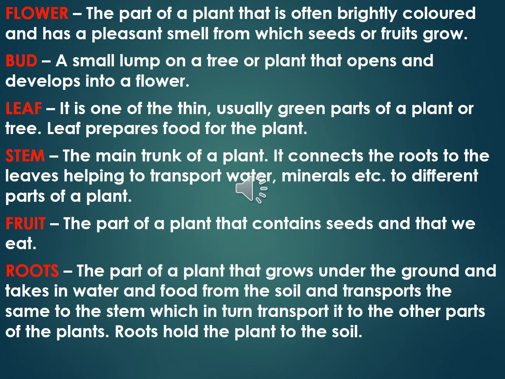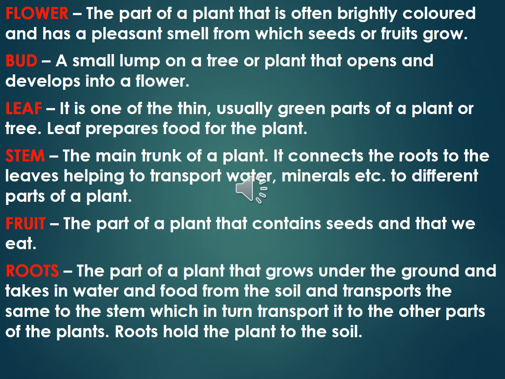Next is roots, the part of a plant that grows under the ground. One of the main characteristics of root is that you cannot see root because it is always inside the ground. It is under the ground inside the soil and takes in water and food from the soil. So the thing which is inside the soil, it gets food and water. Some water we pour, some water they get from the soil.